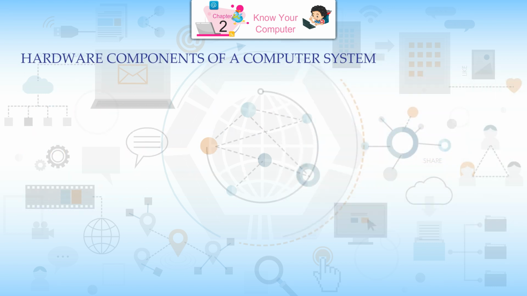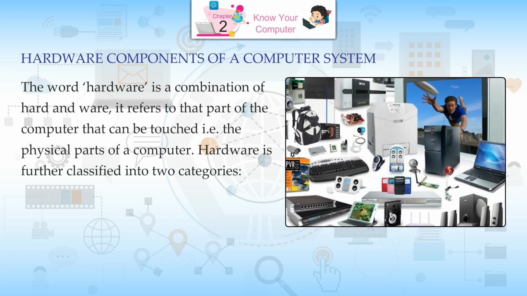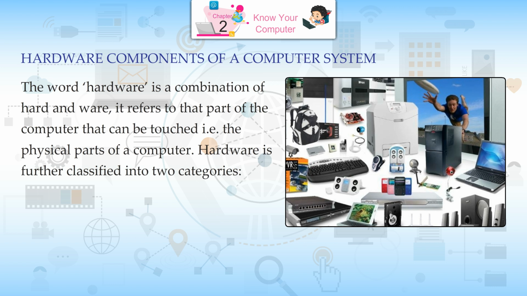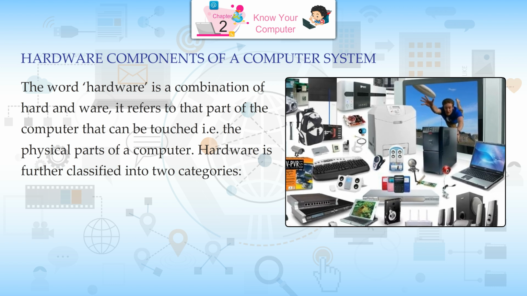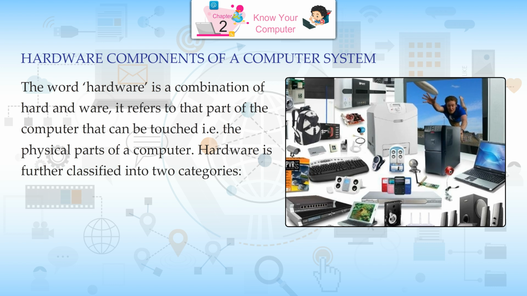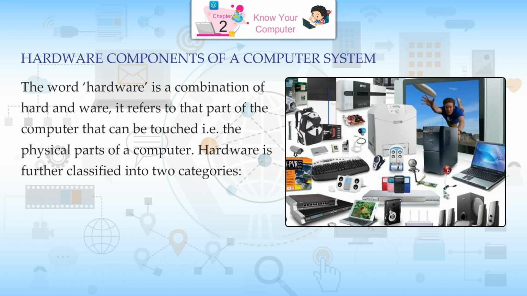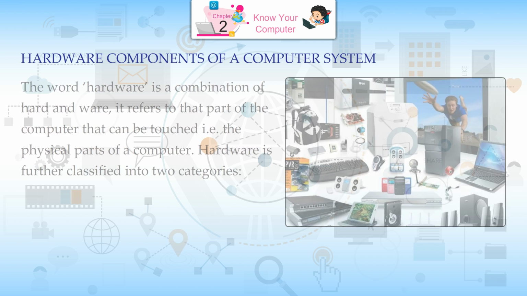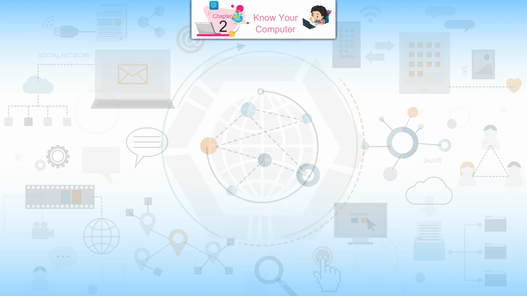Hardware component of a computer system. The word hardware is a combination of hard and ware. It refers to that part of the computer that can be touched, that is, the physical part of a computer. Hardware is further classified into two categories: input device and output device.